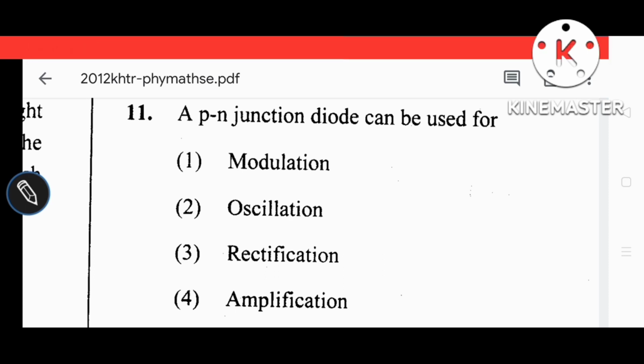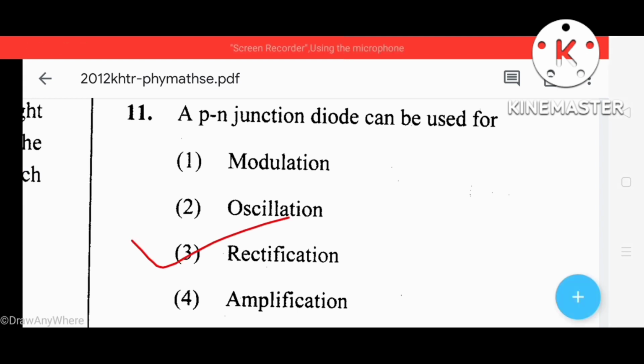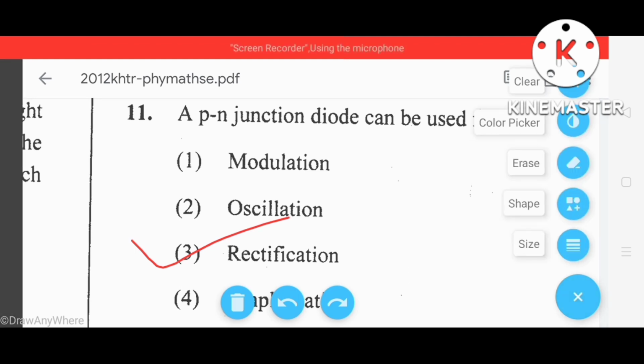Question number 11. A PN junction diode can be used for modulation, oscillation, rectification, amplification. So the PN junction diode can be used for rectification. It can be used as a rectifier, that is for the rectification process. So option number 3 will be the correct answer here.